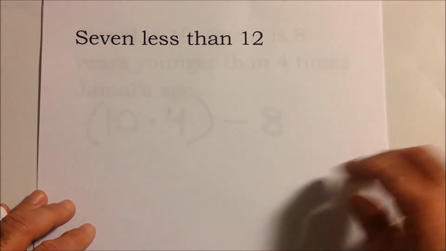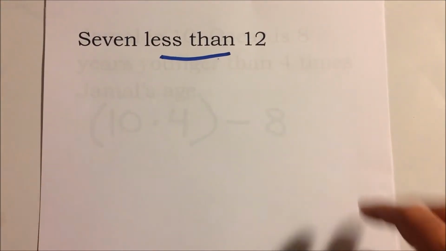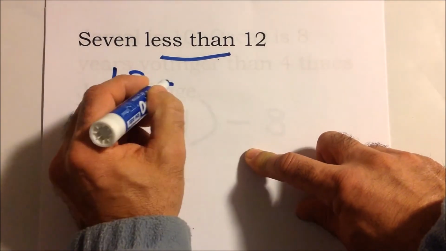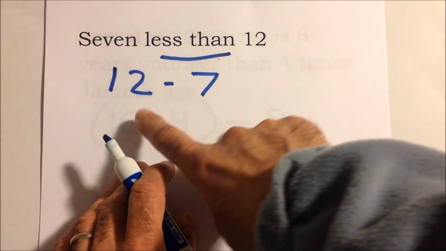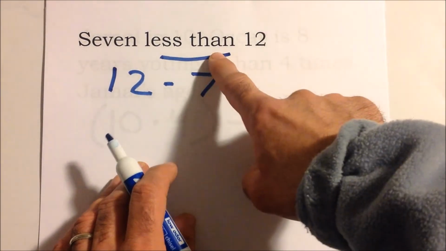7 less than 12. Remember less than. It's a little tricky. Remember we did this? 7 less than 12. Well, it's actually 12 minus 7. So 12 minus 7, or 12 decreased by 7, is 7 less than 12. Just be careful with less than.